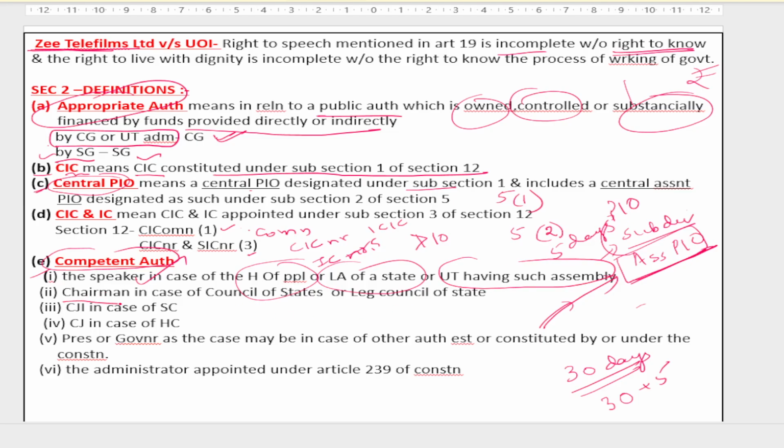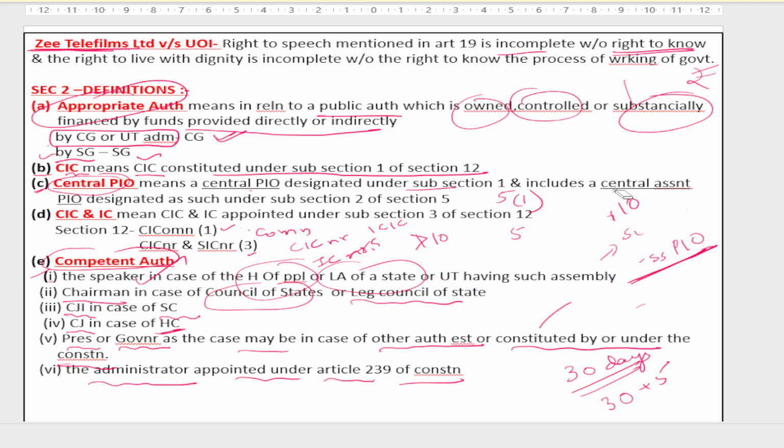The competent authority will be the Chairman in case of Rajya Sabha or Legislative Council of the state. Competent authority will be Chief Justice of India in case of Supreme Court. Competent authority will be Chief Justice in case of High Court. And the competent authority will be President or Governor, as the case may be, in case of other authority established or constituted by or under the Constitution. And the competent authority will be the administrator appointed under Article 239 of Constitution in case of Union Territory.